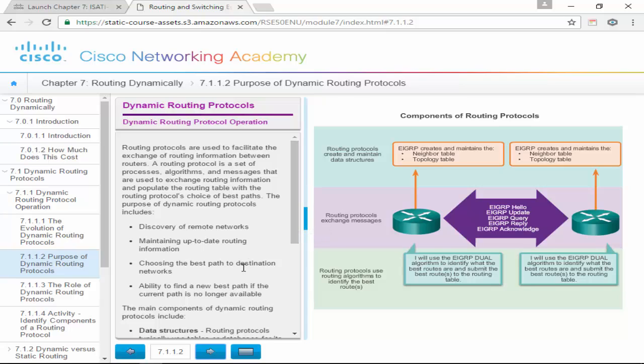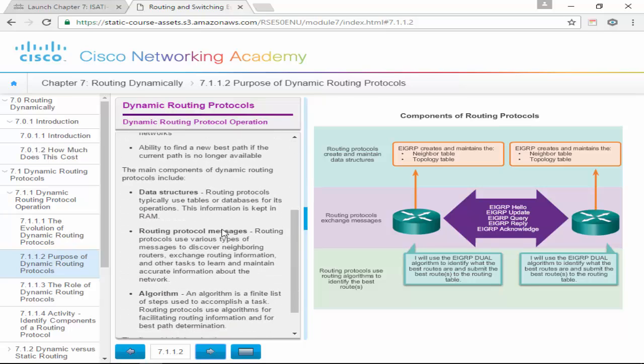So static routes, we could have small routes with no redundancy. It's really easy to keep up, right? But we start going to dynamic routing protocols when we want more uptime, more redundancy. This is when we start connecting more routers. So they discover remote networks, maintain up-to-date routing information. They choose the best path to a destination network. They have the ability to find a new best path if the current path is no longer available.